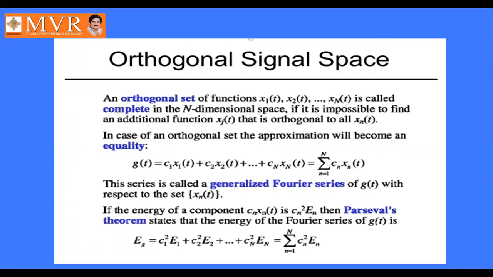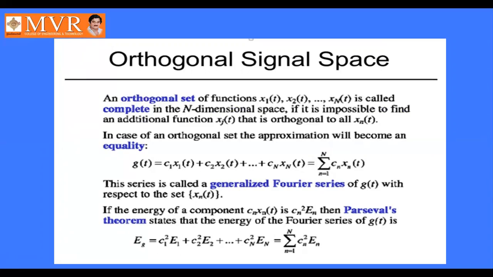So g(t) is equal to c1 x1(t) plus c2 x2(t) plus dash dash dash plus cn xn(t). It is equal to sigma n is 1 to n cn xn(t). This series is called the generalized Fourier series of g(t) with respect to the set xn(t).